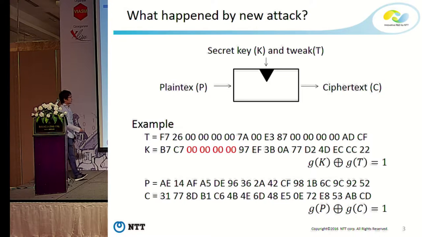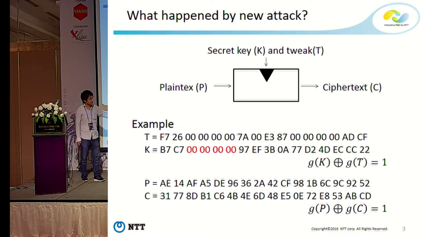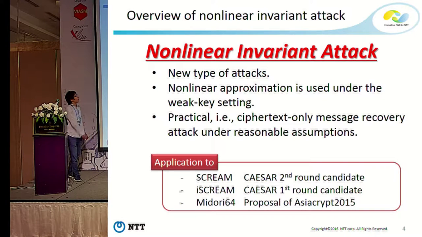Now we choose the tweak like this, and K, the secret key, is chosen from the weak key space. In the condition of the weak key, these 4 bytes are always 0. In this case, g(K) + g(T) is always 1. The plaintext is chosen uniformly at random, and the ciphertext is computed by the SCREAM block cipher. Then for any plaintext P, g(P) + g(C) is always 1.